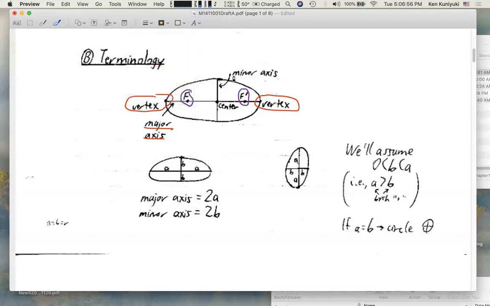Again, the minor axis extends from this point to this point. Now this, by the way, this particular ellipse is called a horizontal ellipse. Later on, I'll call it an x-long ellipse in the sense that it's elongated in the horizontal or x direction.